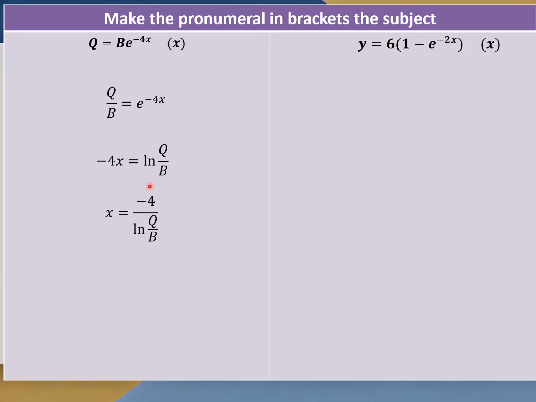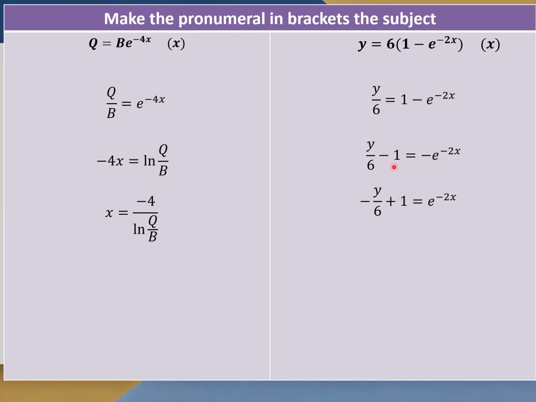Likewise with the next question, y is equal to 6 in brackets 1 minus e to the power of negative 2x. I would like to get x by itself, so I will just divide everything by 6. To get rid of this bracket, I'm going to get rid of this 1, so I will take 1 away. Now I want to get rid of this negative, which means everything on this side will change sign. So this y over 6 will be a negative, and this will turn into positive.